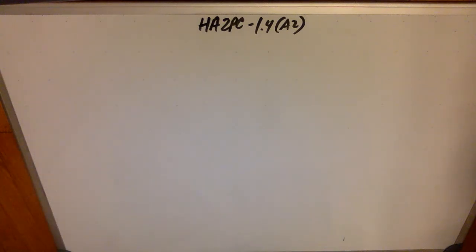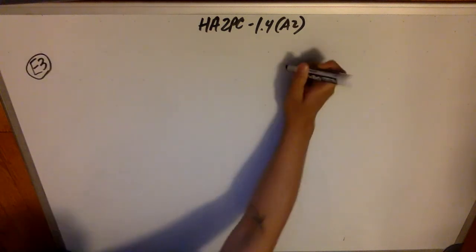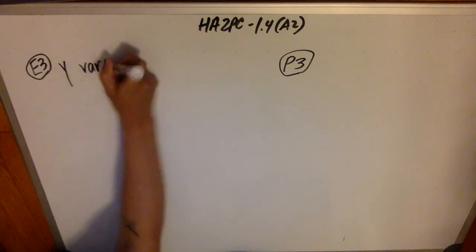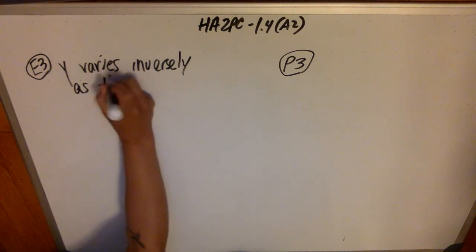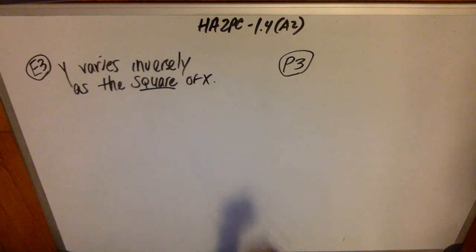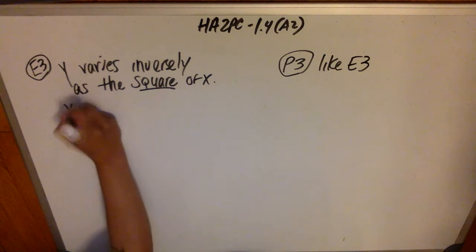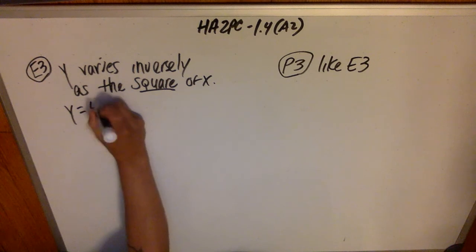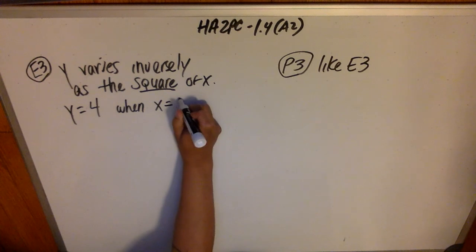All right, let's do an E3 P3. Same situation, but we're going to say y varies inversely as the square, because I'm going to be tricky, the square of x. And P3 is like E3. So we're going to say y equals 4 when x equals 5.